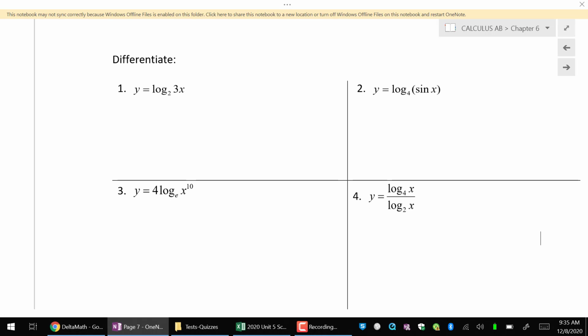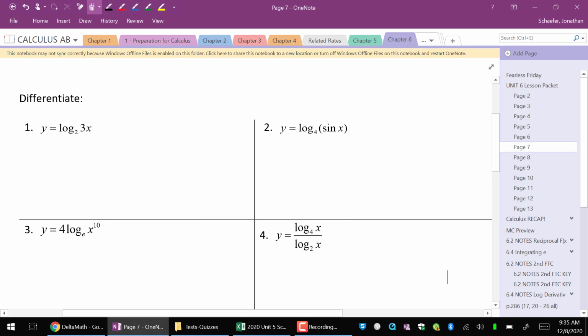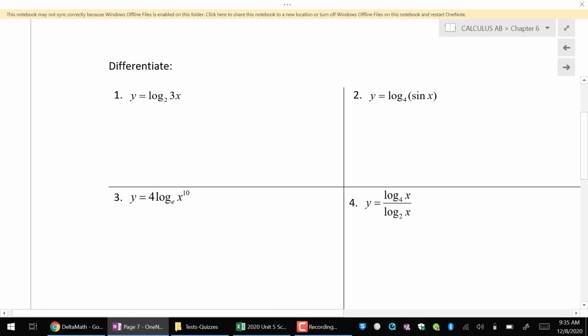Number 1 says to differentiate, the function is y equals log base 2 of 3x. So let's see here. I'm going to look at that 3x as the argument, and my formula for dy dx of logs says to go 1 over the argument times the natural log of the base, also in the denominator. Now don't forget the chain rule. Chain rule still applies here. So I need to multiply that by the derivative of the argument, which is a 3.